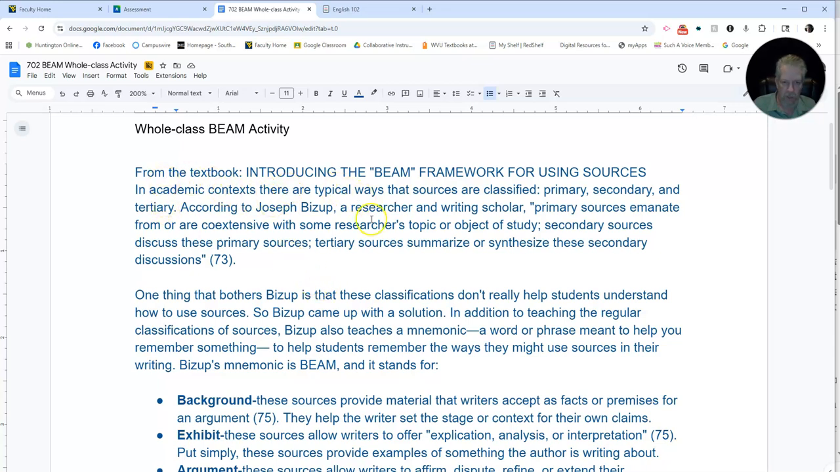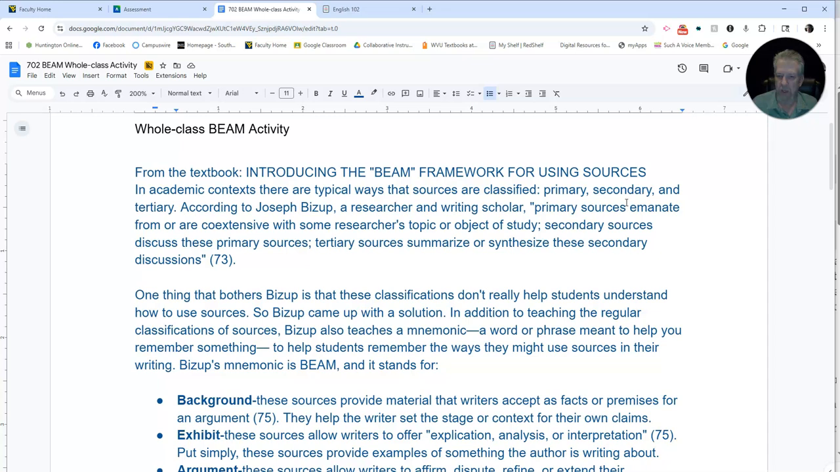So first thing that you need to understand: what is BEAM? The BEAM framework is the framework that this guy Joseph Bizup came up with. He was a researcher and writing scholar, and he talked about primary sources and secondary and tertiary sources. The quick rundown of what that means: a primary source is the person who did all the work to come up with something. For example, let's take a scientist.